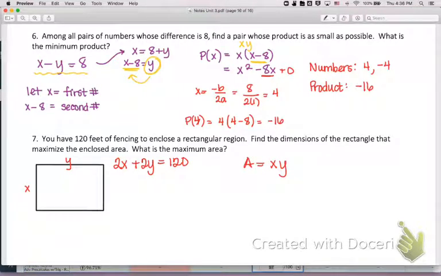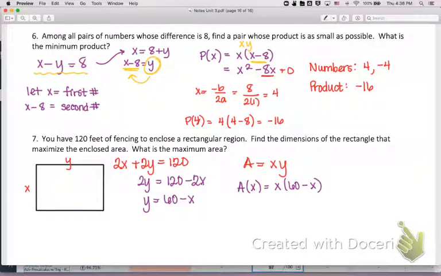Well, we can't have two variables, so we come over to this one and we solve it for one of the variables. I'm going to solve it for y. When we do that, we get 60 minus x for y. Knowing what y is now allows us to write this as a function of x, because it only has x as a variable now. So that's going to be x times 60 minus x. Now from here, you're going to do this just like the other one. Multiply it out, find the vertex, and that'll answer your question.